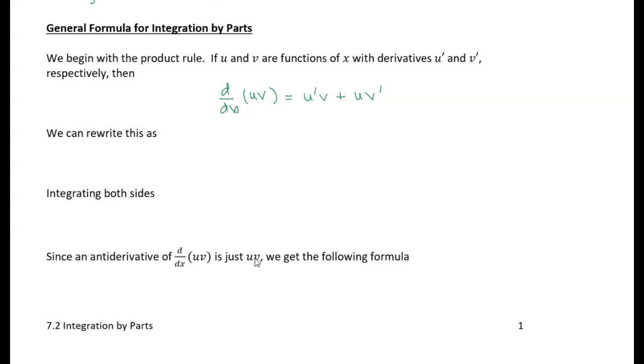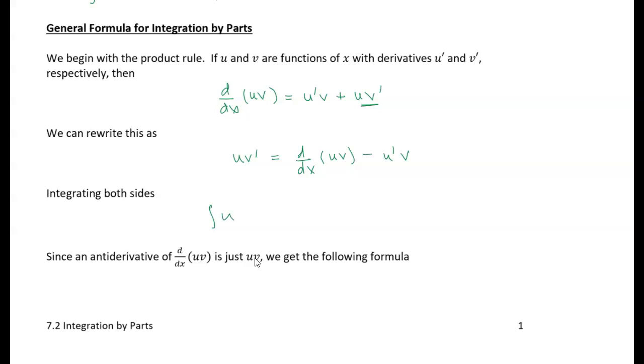Now let's take this and rewrite it. u v prime is equal to the derivative d/dx of uv minus u prime v. Which is sort of what we did when we were doing those other ones. We found that this matched what we were looking for, and then we rewrote it. And then what did we do? We integrated both sides, right? So let's do that next.